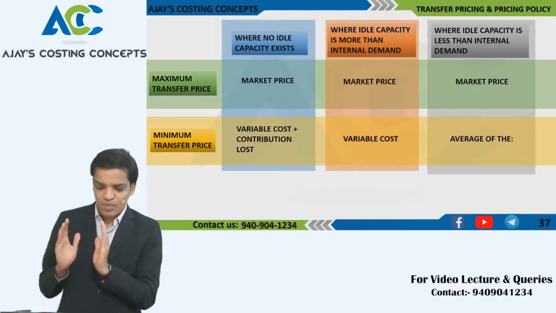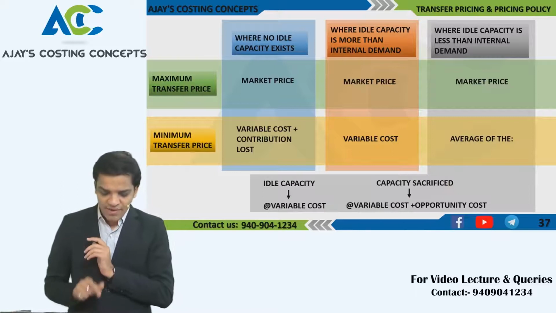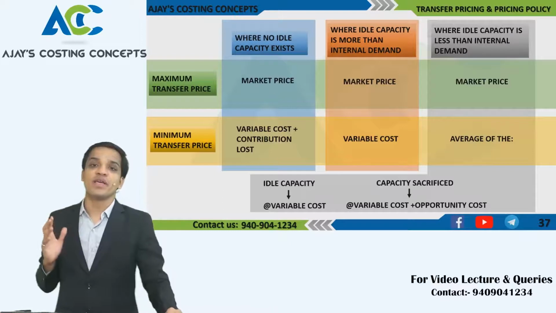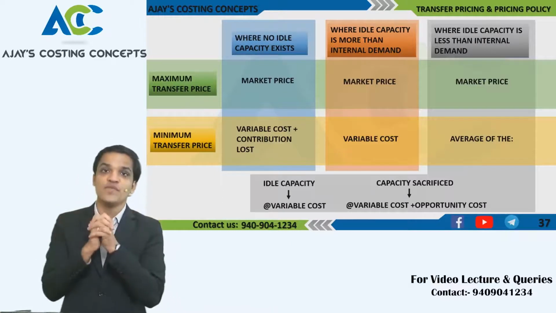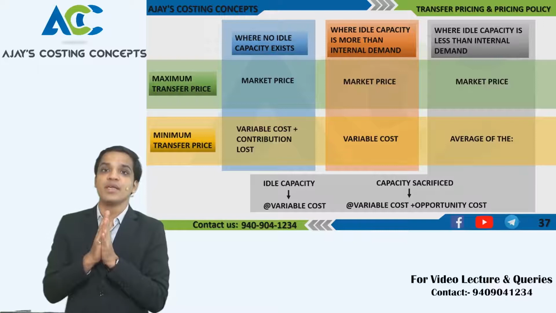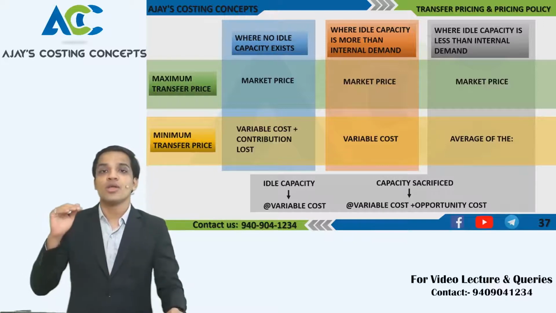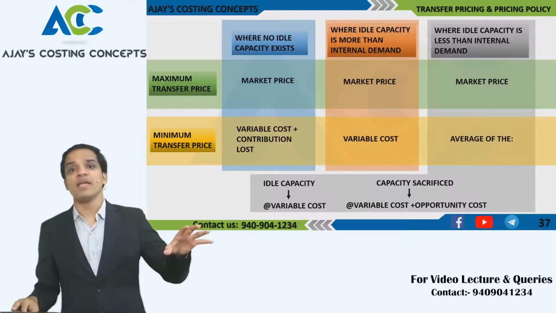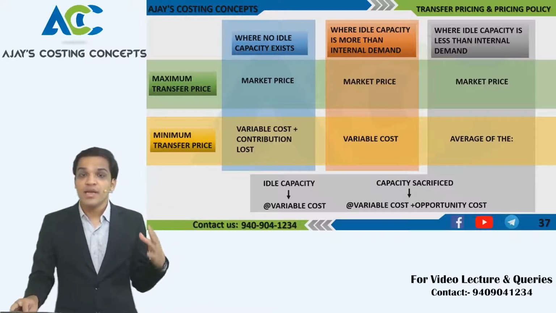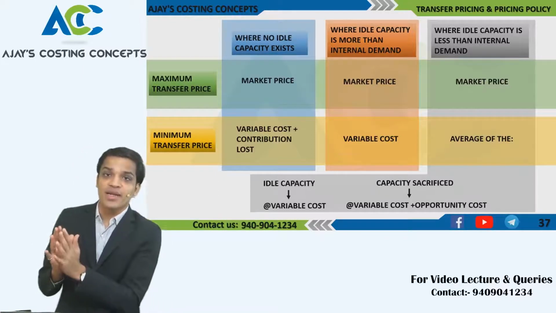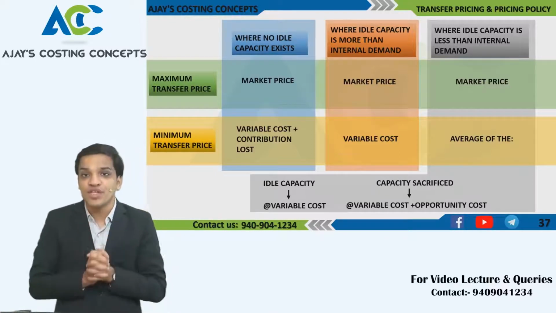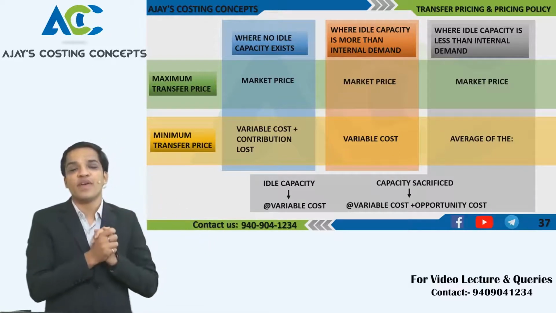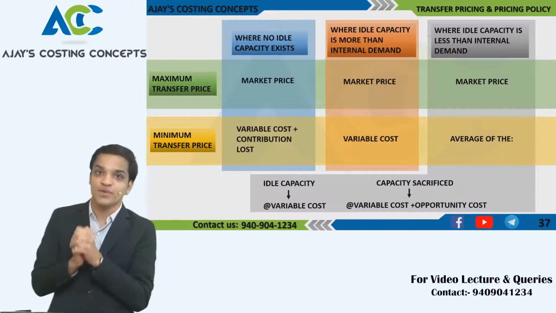Understand this, it is very important, and that is why we have written average here. Why are we understanding this? Suppose your capacity is 10,000 units. I repeat, your capacity is 10,000 units. You are selling 7,000 units in the market, and your internal demand is 5,000 units. Once I fulfill my market demand, I am left with idle capacity of 3,000, but my internal demand is 5,000. I cannot fulfill the demand of 5,000 because I have only 3,000 capacity available.